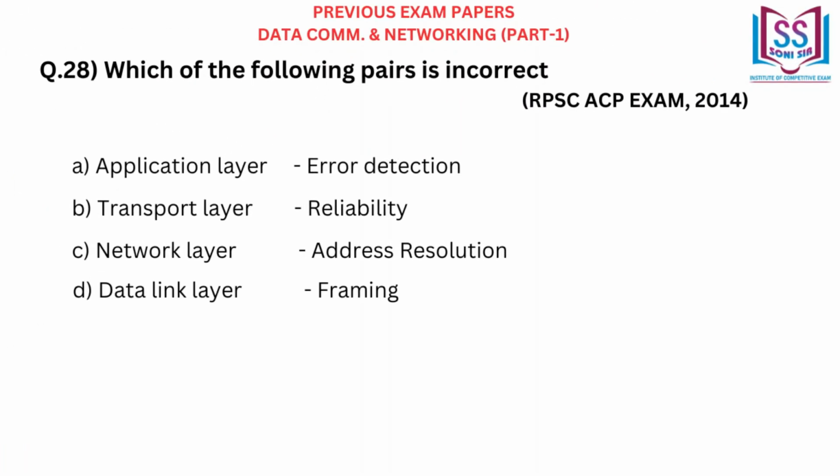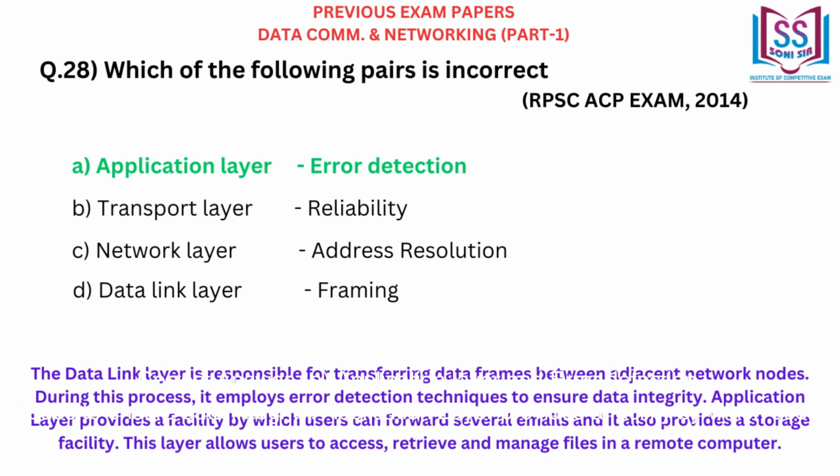Which of the following pairs is incorrect? A. Application layer and error detection. B. Transport layer and reliability. C. Network layer and address resolution. D. Data link layer and framing. Correct answer: A. Application layer and error detection.